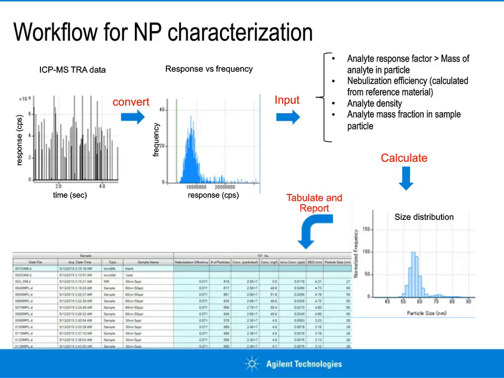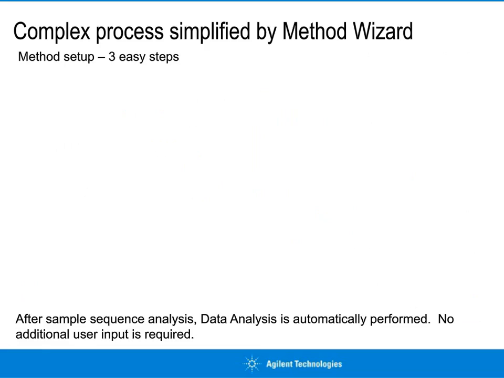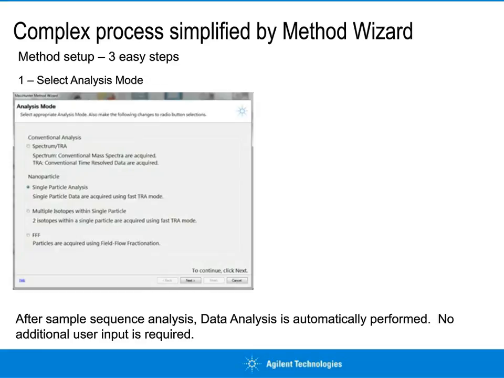So that used to be a relatively complex process. It used to be done either by hand or using Microsoft Excel, and in any case, it would take minutes or hours per sample to do the calculation. So we've simplified that by using the nanoparticle application module in the Agilent Method Wizard, and we've reduced it to just 3 steps. And the first step is to select the analysis mode.